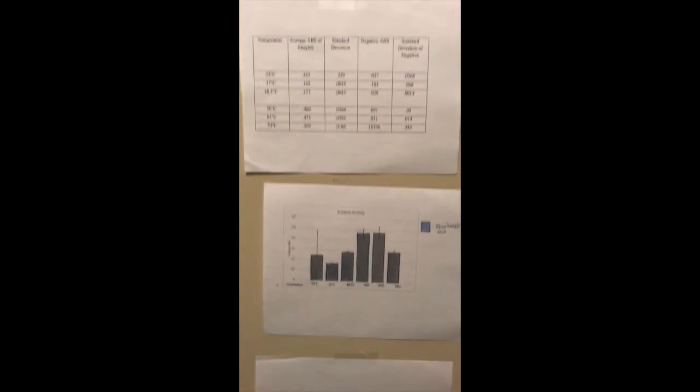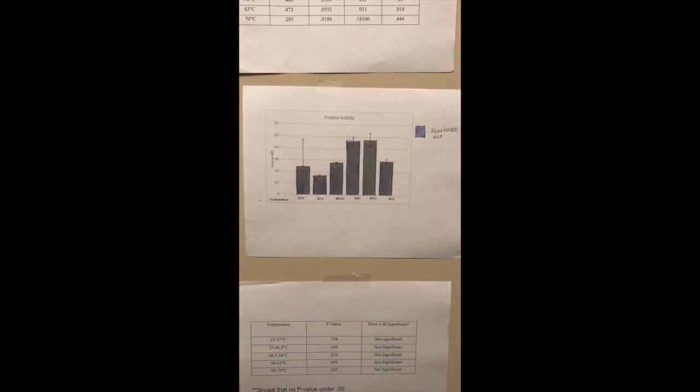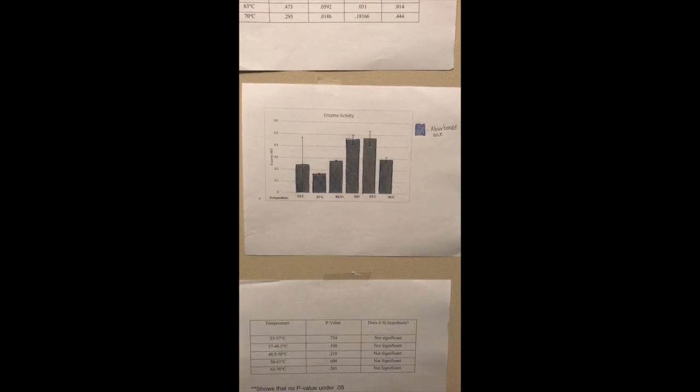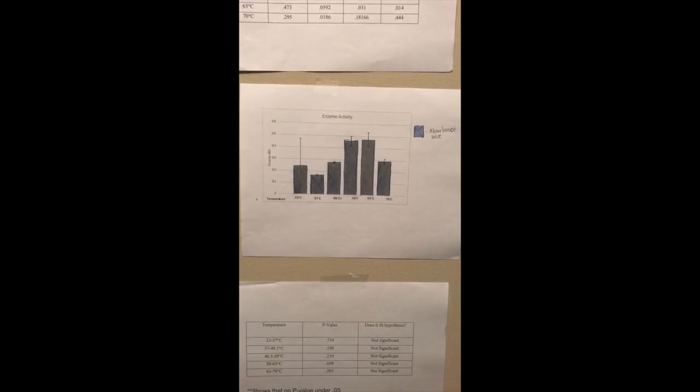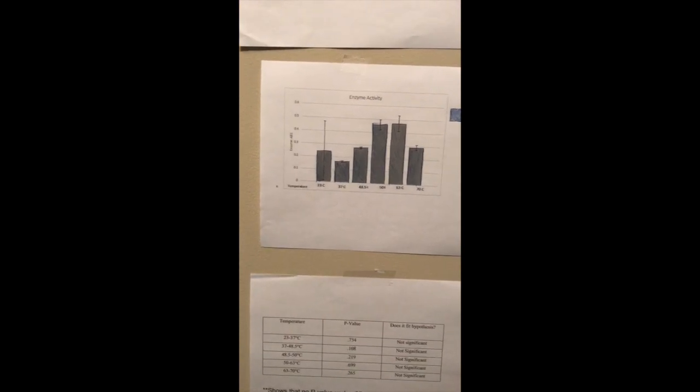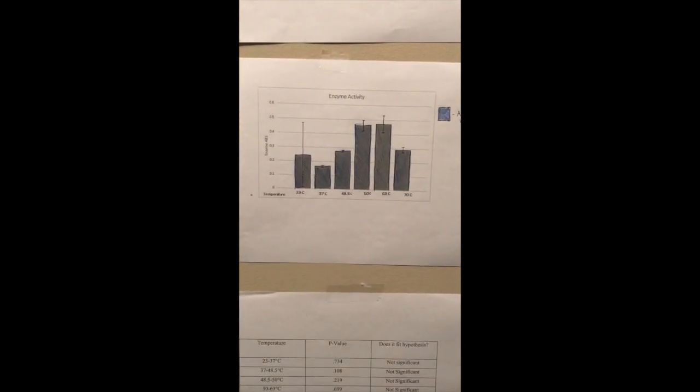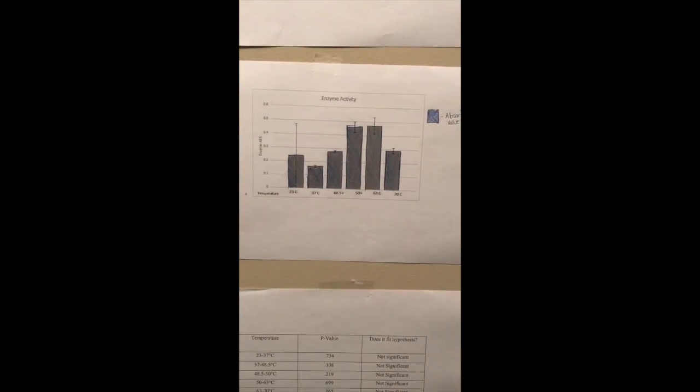Here we have a visual representation of our standard deviations in our enzyme activity. As you can see, the standard deviation in the 23 degree Celsius range is very high, while the others are very low. This also shows the trend in data that does somewhat relate to our hypothesis of enzyme activity increasing as temperature increased. At 70 degrees Celsius, enzyme activity sharply decreased, which may hint at denaturation.